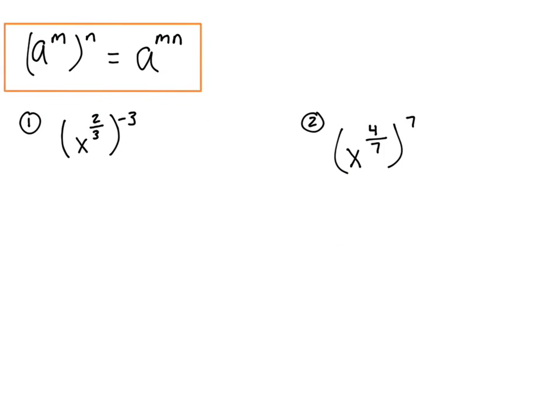Here we've got a to the mth raised to the nth power, which means you're going to multiply your exponents. So we're looking at an example where you're multiplying exponents. Here we're going to multiply these two exponents together. So 2/3 times -3, well that's just going to be a -2. The 3's cancel. We don't want negative exponents, so this is going to be 1 over x squared.